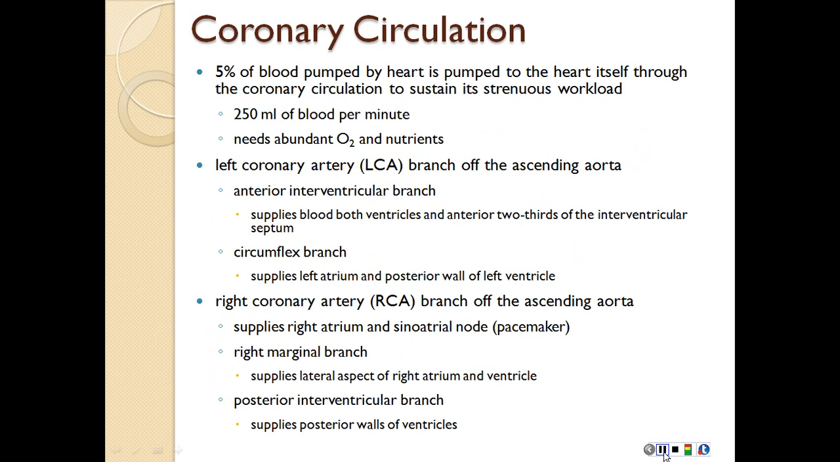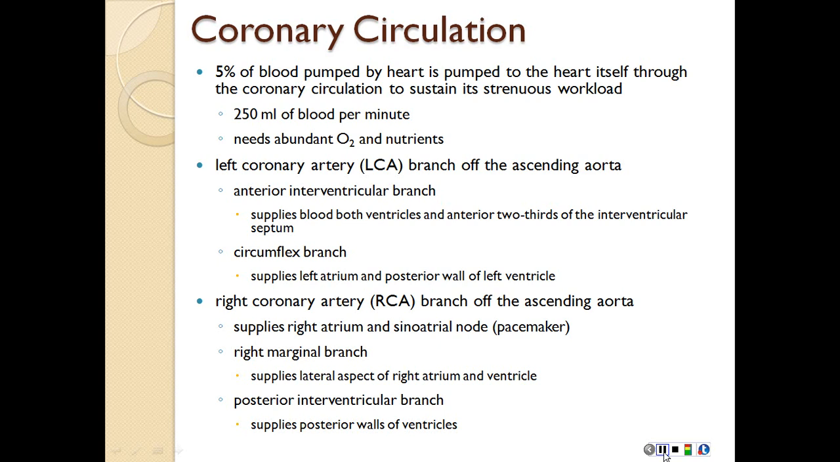So coronary circulation: 5% of blood pumped by the heart is pumped to the heart itself through the coronary circulation to sustain its strenuous workload. And remember, the heart muscle is constantly going. It never stops, right? Once it stops, we stop. So 250 milliliters of blood per minute is needed by the coronary circulation. And the heart, since it's contracting, is going to need an abundant supply of oxygen and glucose.